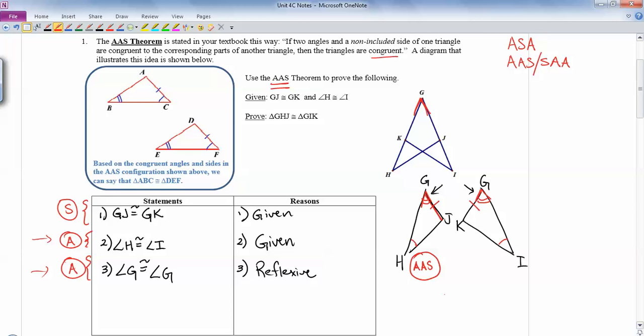So now we can say for triangle GHJ, GHJ goes 2 curves, 1 curve, no curve. So then this one would have to do the same thing, GIK. And the reason is angle, angle, side. Or side, angle, angle. Either one's fine.